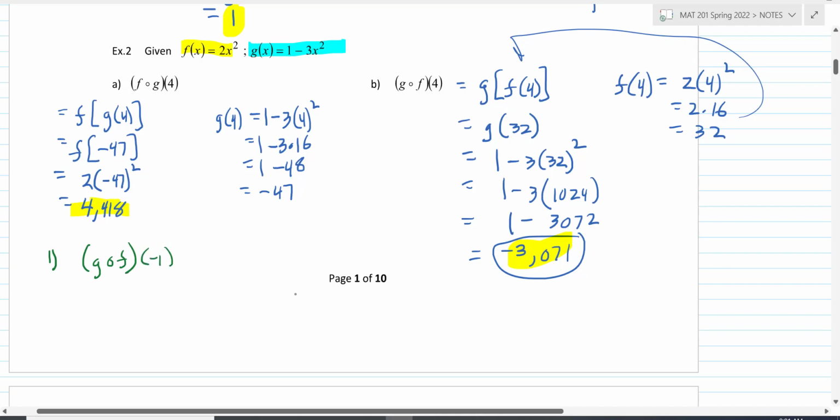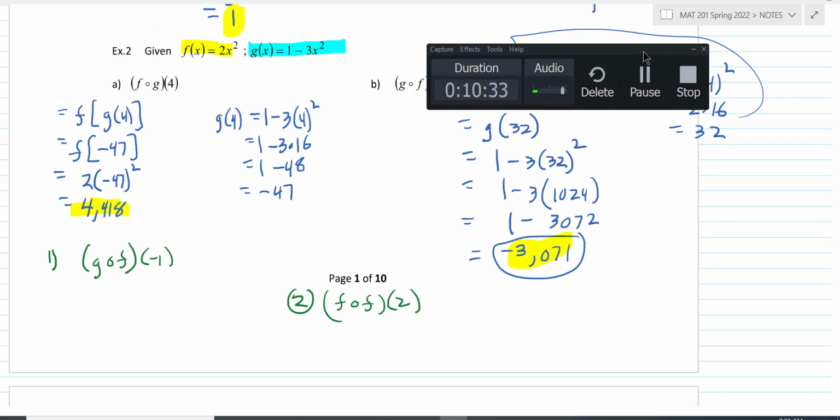And then a second one to try here. Let's compose something with itself. Let's do f composed of f of 2. Okay, so pause the video and then come back and see what answers you get on these.